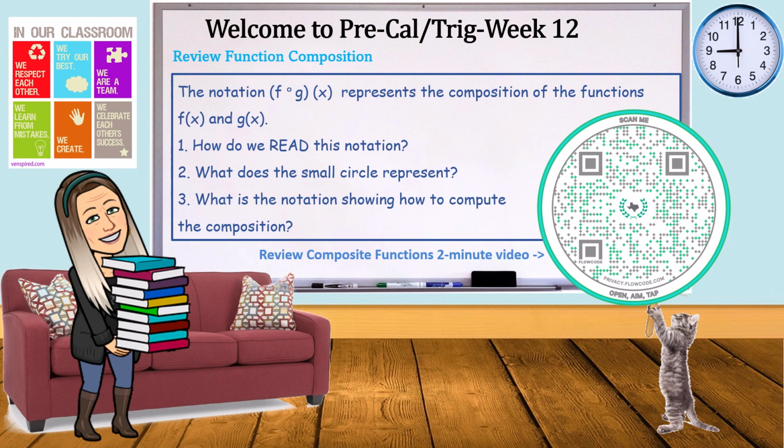Now that we've reviewed function composition, let's talk about the notation f of g of x. It represents the composition of the functions f of x and g of x. How do we read this notation? We read it f of g of x. And what does the small circle represent? The small circle represents composition. It means that you take the output of g and use it as the input of f. This notation is called function composition.